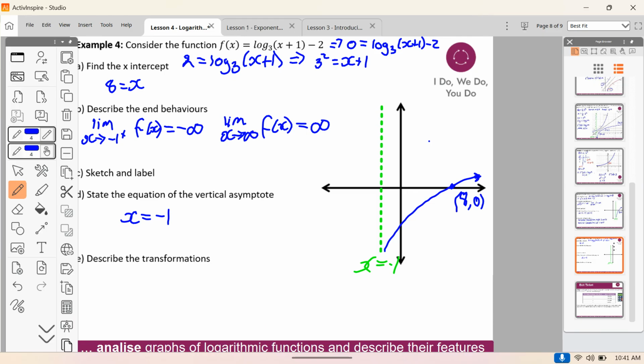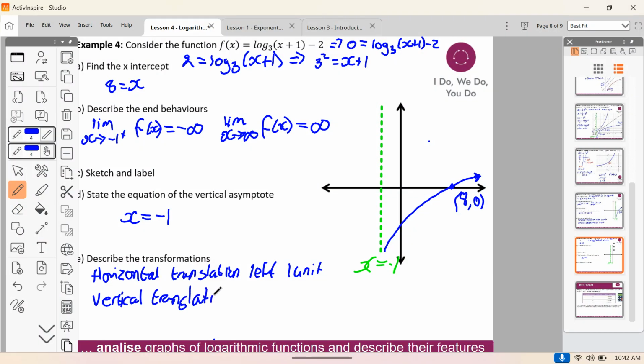Describe the transformations. We have a horizontal translation left 1 unit, and a vertical translation down 2 units.